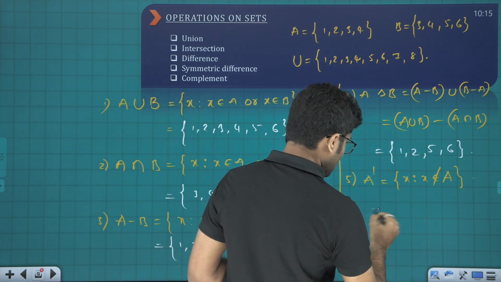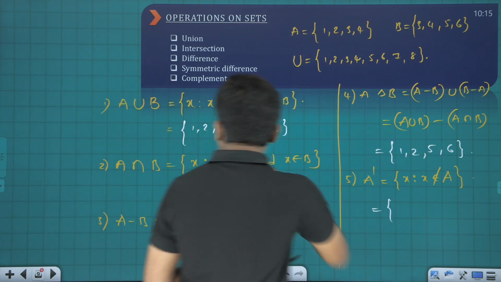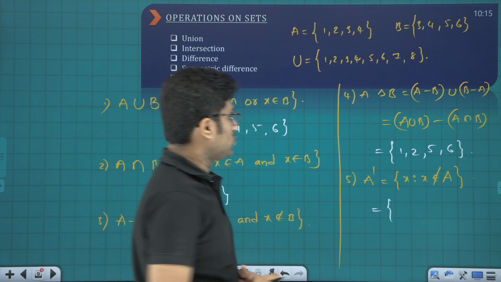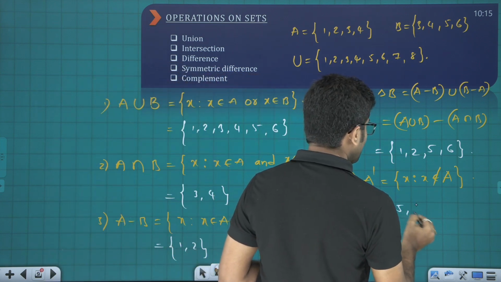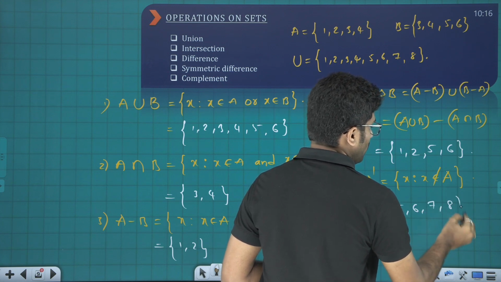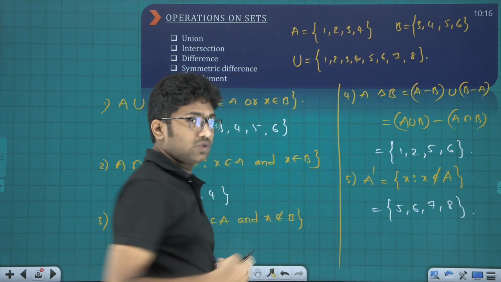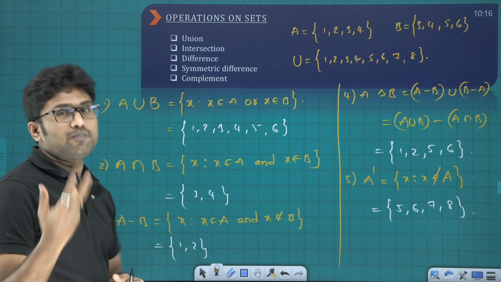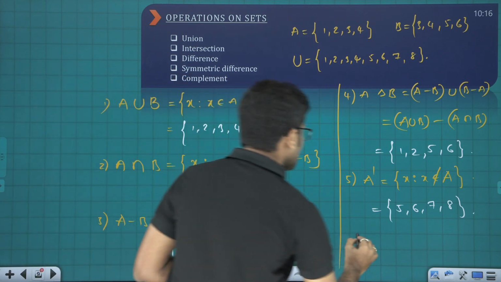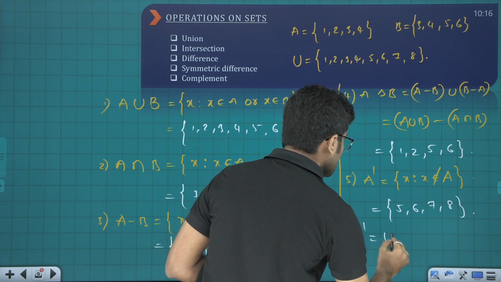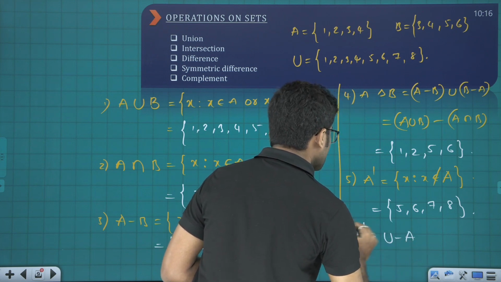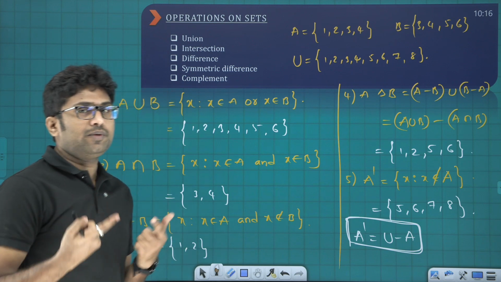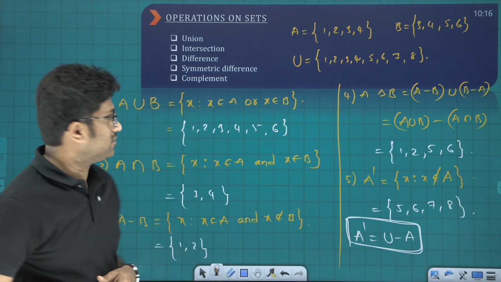So in this context, as A is 1, 2, 3, 4, except 1, 2, 3, 4 we have 5, 6, 7, 8. From universal set we just exclude 1, 2, 3, 4, friends. So whatever we got is said to be its complement. Generally we call A complement as U minus A, universal set minus A. And A complement whole complement is set A itself.